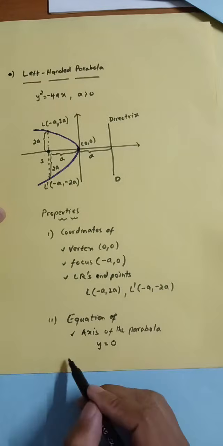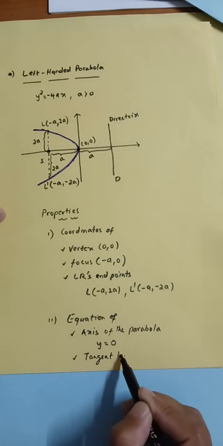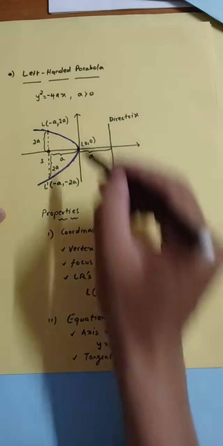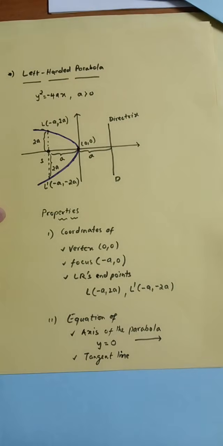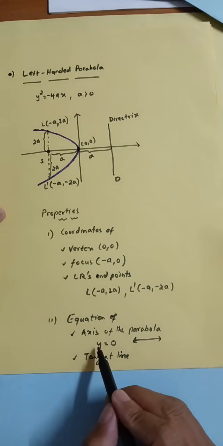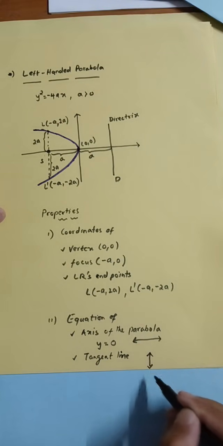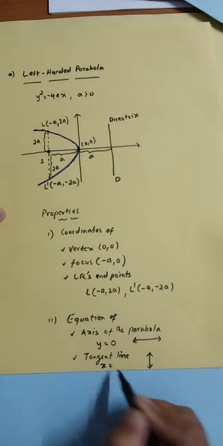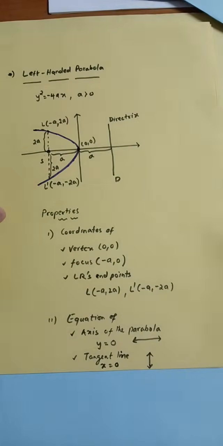And then the equation of the tangent line through the vertex. This is the tangent line. If the tangent line is a horizontal line, you have to take y equal to the y coordinate. But here the tangent line is the vertical line, so we have to take x equal to the x coordinate. The x coordinate at the origin is 0. Therefore, you are going to get x is equal to 0.